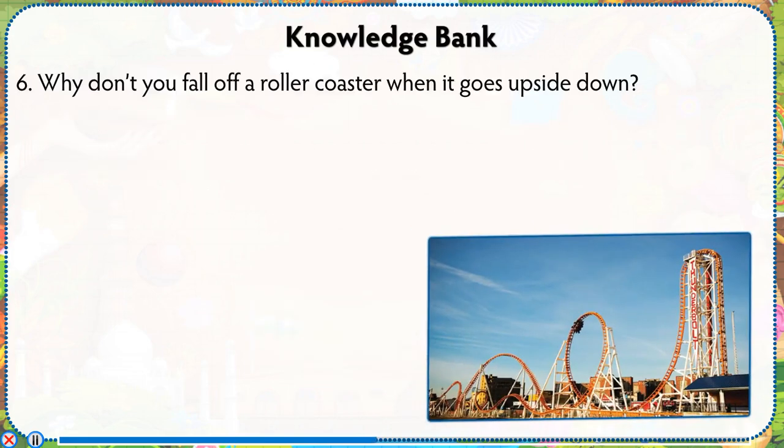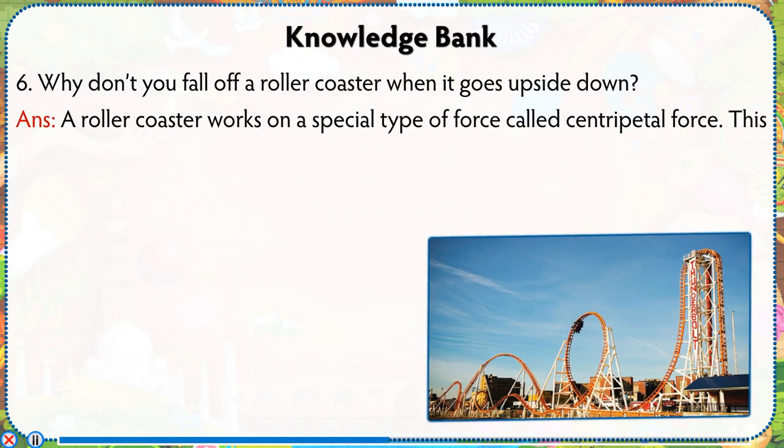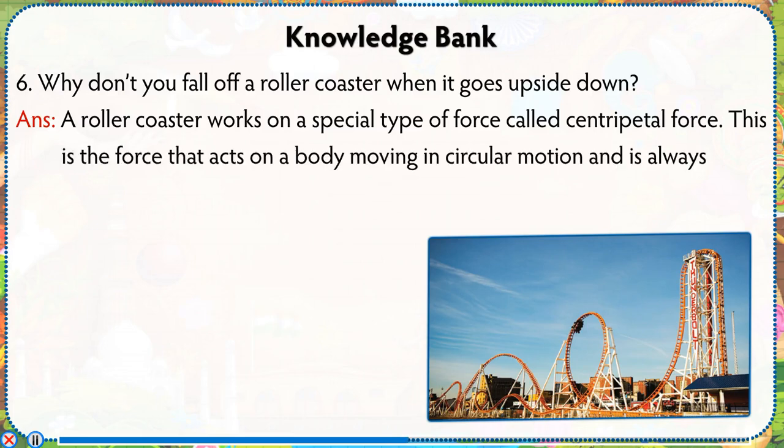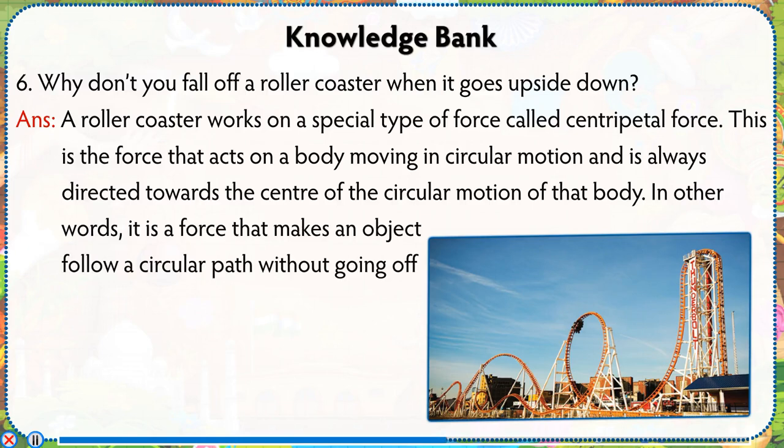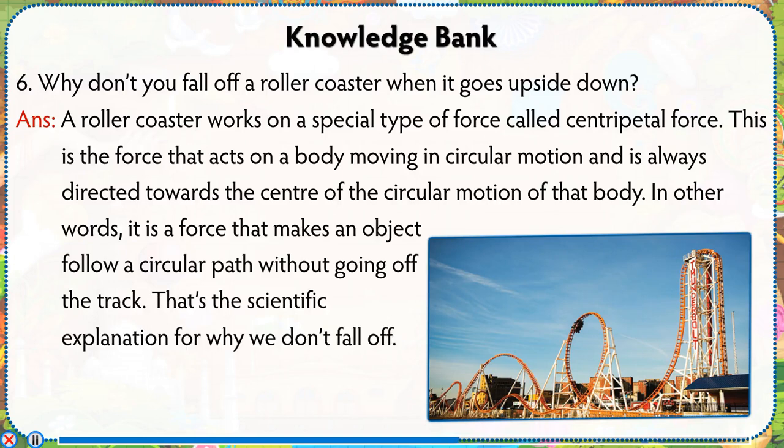Sixth, why don't you fall off a roller coaster when it goes upside down? Answer: a roller coaster works on a special type of force called centripetal force. This is the force that acts on a body moving in circular motion and is always directed towards the center of the circular motion of that body. In other words, it is a force that makes an object follow a circular path without going off the track. That is the scientific explanation for why we don't fall off.